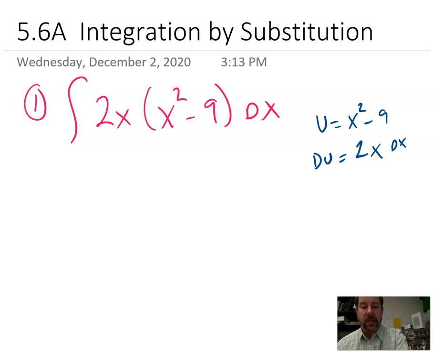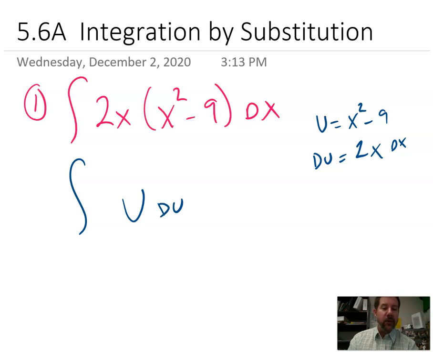And so what we can do now is come over here, and the x squared minus 9 is now just u, and this 2x dx becomes du. But you need to replace all your x's with u's. And this is what we refer to as integration by substitution, or u sub. Okay? But this is something that's way easier to integrate than even what we did before. Hey, the antiderivative of u is u squared over 2. Plus c.